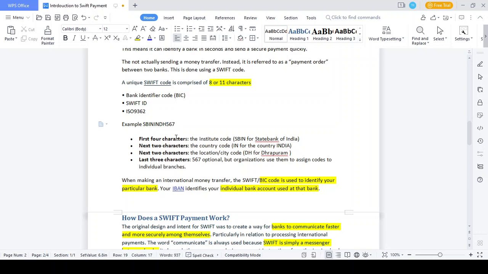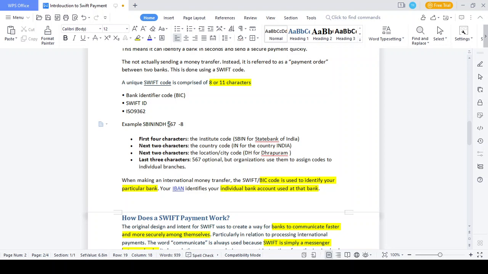In this 11-character code, 8 characters are mandatory. Without those 8 characters, the SWIFT network cannot process the transaction. They need to mention the bank code, country code, and local code. Whether they mention the branch code or not is not a problem, but the 8 characters are mandatory.